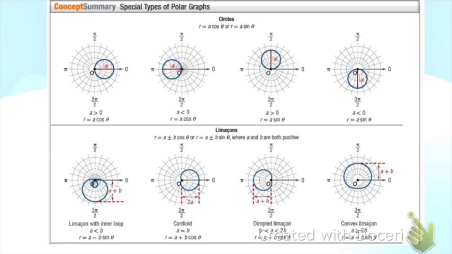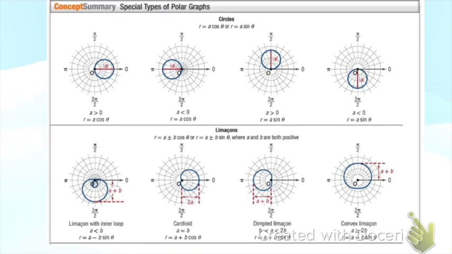And there's different varieties. We get circles, what we just saw on the last ones. If we just have some number times cosine or some number times sine, we get circles. And this is a question of where the circles are positioned. We have positive for the cosines: positive is on the right side, negative is on the left side. For sine, positive is above, and negative is below.